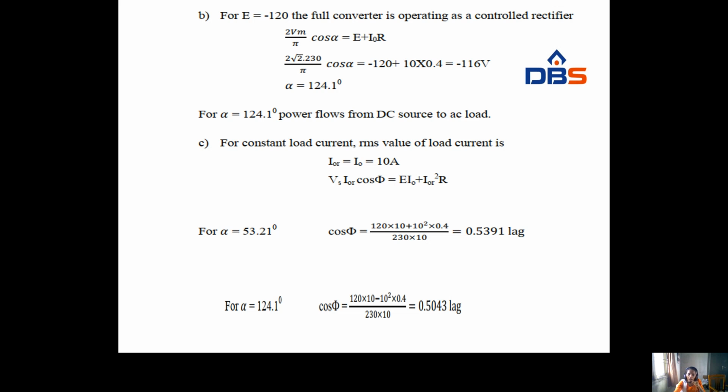For a constant load current, the RMS value of load current I0R equals I0, and that is 10 amps. So Vs into I0R cos phi equals E I0 plus I0 square R. For alpha equal to 53.21 degrees, cos phi will be calculated. By simplifying this, we get power factor 0.5391 lagging, and for 124 degrees, 0.5043, that is lagging. So this is the power factor for a constant load current.